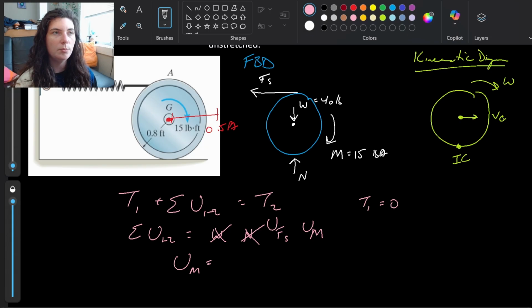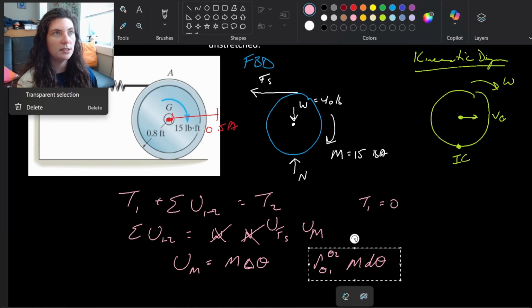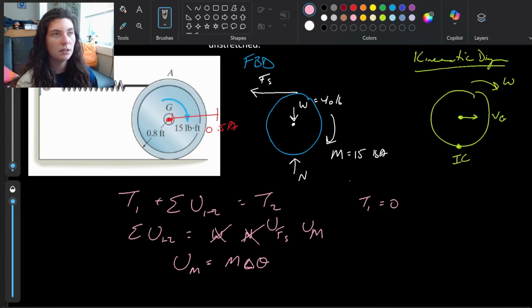Where we said the work of a moment, if the moment is a constant moment, we can do the moment times delta theta. And if it's not a constant moment, we could also do the integration form from theta 1 to theta 2 of M d theta. We could use either one of those. But since this moment is constant, it's not changing with theta, it's just a constant applied 15 pound-feet, we can plug that in. So the moment is 15 pound-feet.